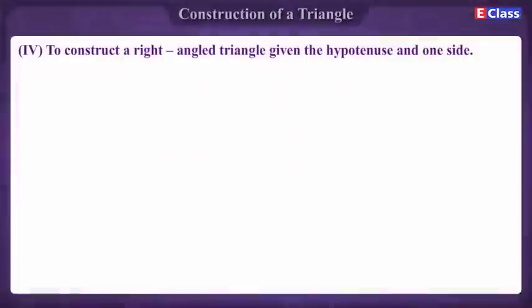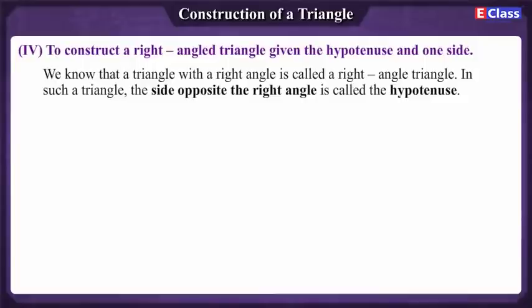4. To construct a right-angled triangle given the hypotenuse and one side. We know that a triangle with a right angle is called a right-angled triangle. In such a triangle, the side opposite to the right angle is called the hypotenuse.